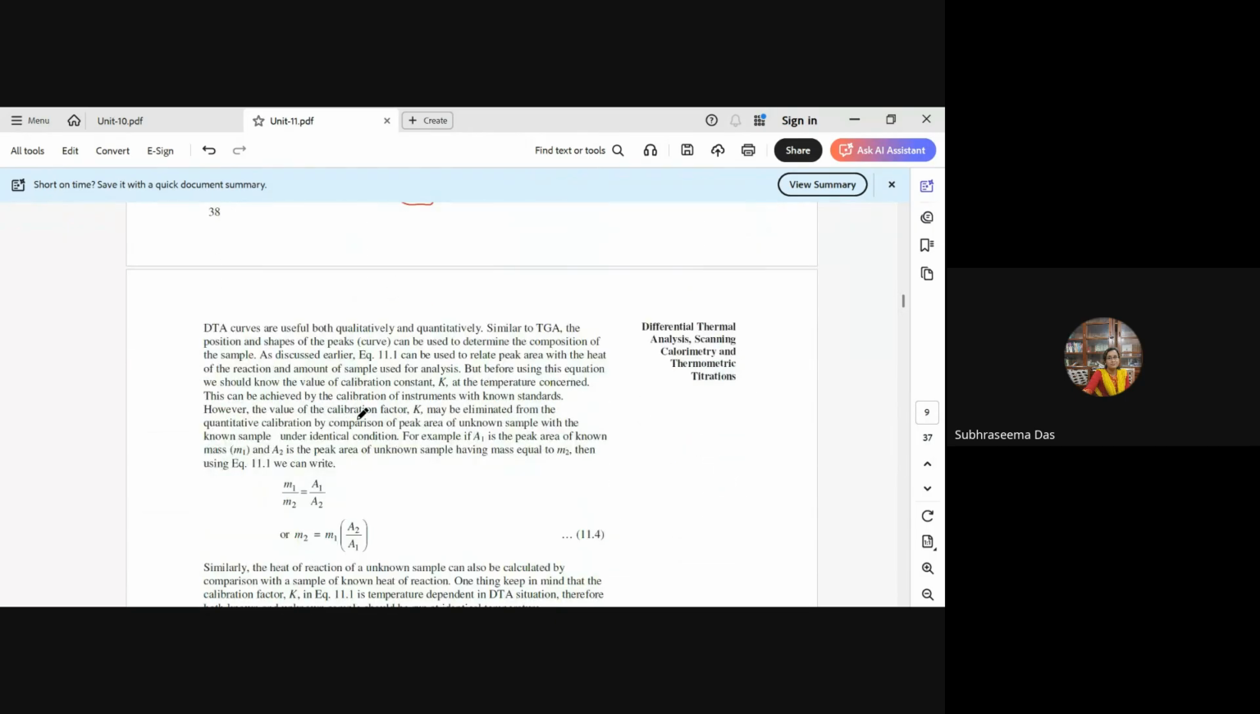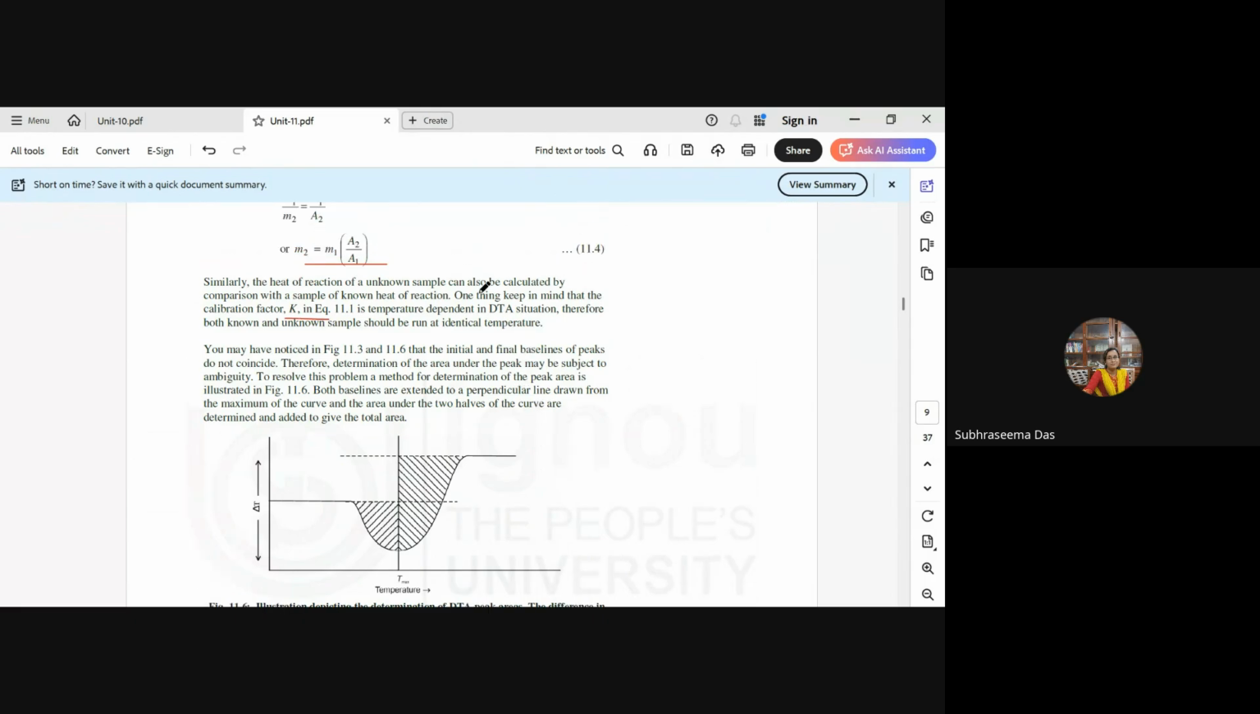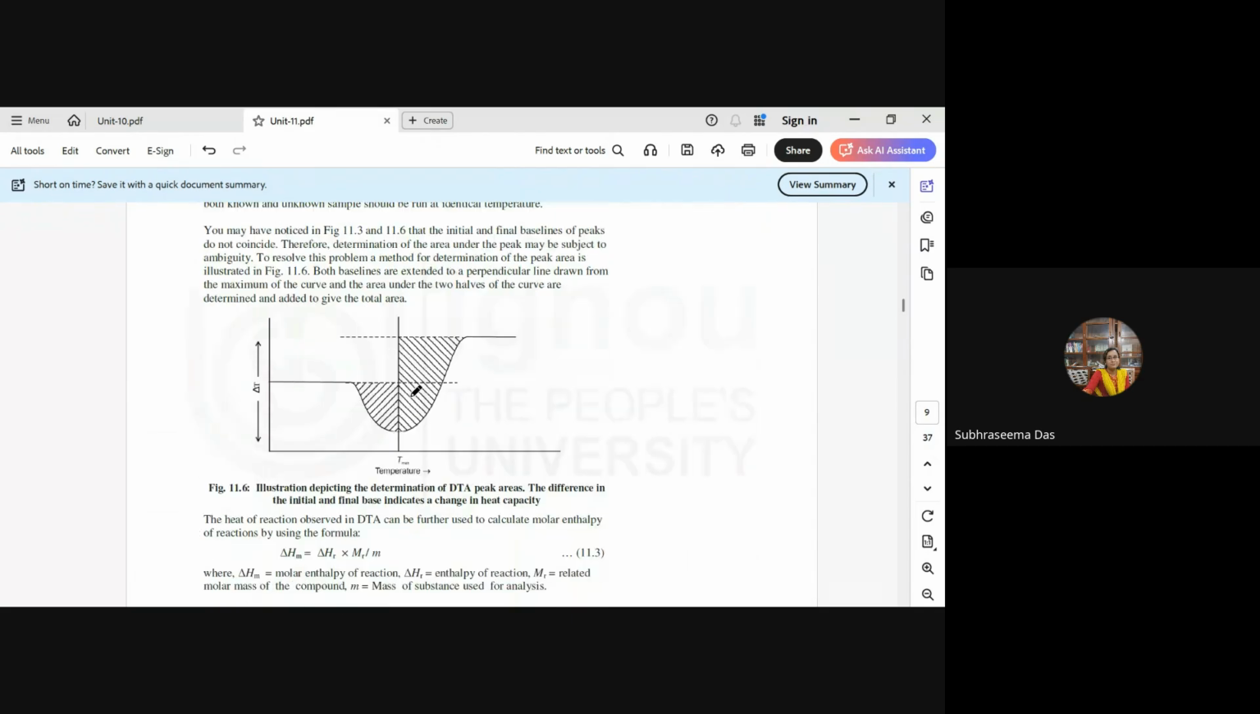DTA curves are used both qualitatively and quantitatively. Similar to TGA, the position and shapes of the peaks can be used to determine the composition of the sample. As discussed in equation 11.1, they can also be related to peak area, and from the peak area we can calculate the mass of the sample. Similarly, the heat of the reaction can also be known. Using the calibration constant K, the peak area is related to the mass, and the delta H we can also find out from the DTA curves.